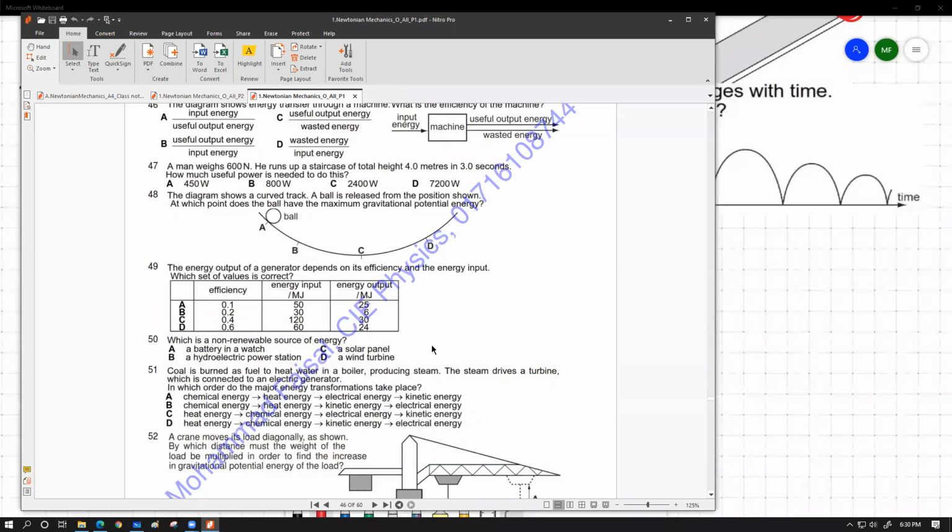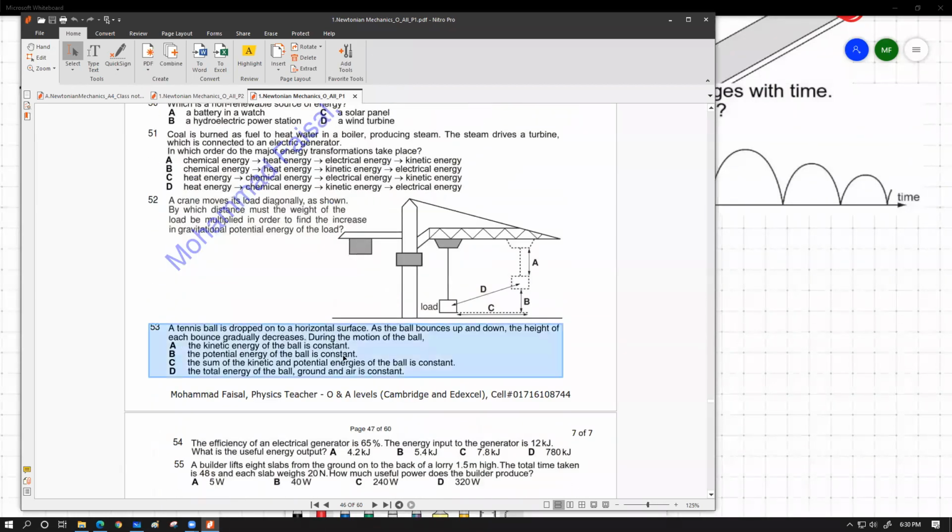Sir, 53. A tennis ball is dropped onto a horizontal surface. The ball bounces up and down. The height of each bounce gradually decreases. During the motion of the ball, what happens? Let's see what the options say. The kinetic energy of the ball is constant. Can it be constant while it is going up and down? Never. The potential energy of the ball is constant. Also not true.